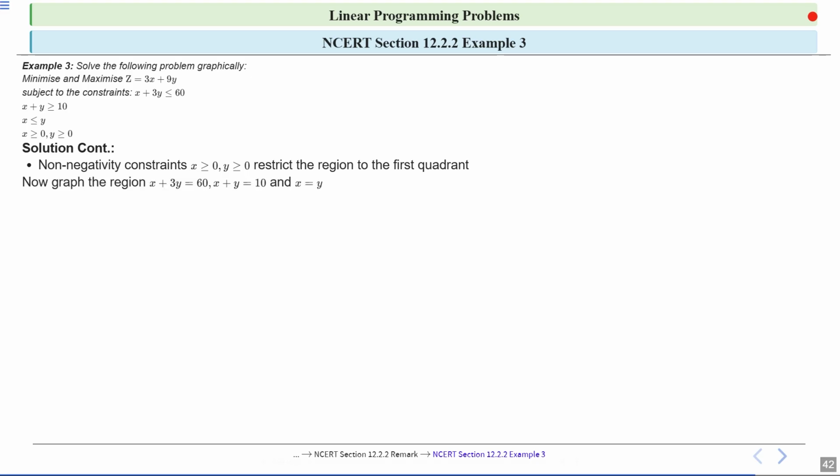Now graph the region for x plus 3y equals 60, x plus y equals 10 and x equals y. So let's look at this figure 12.4. This is the graph of the equations x plus 3y equals 60, x plus y equals 10 and x equals y.